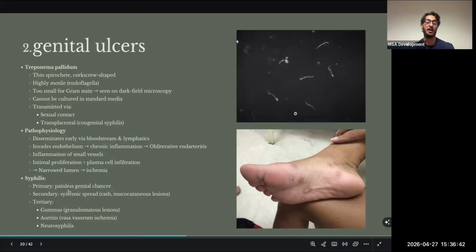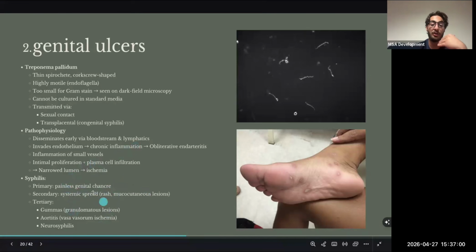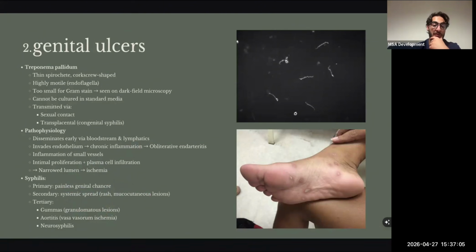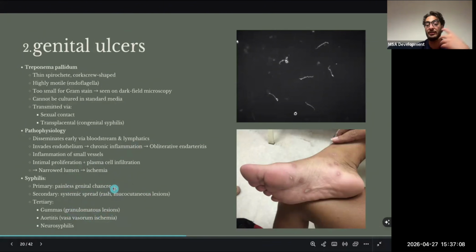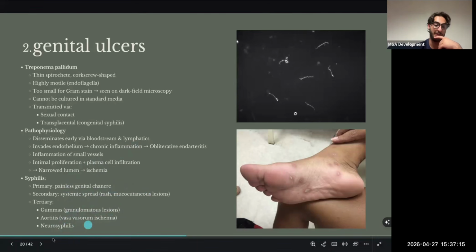So you're going to see the symptoms like fever, arthralgias, and all these things, and it's going to cause rashes. So rashes and mucocutaneous lesions. You could also see something on the arms and the forearms, palms and soles. And then tertiary is going to be gummas, which are granulomatous lesions caused by obliterative endarteritis and plasma cell infiltration. Aortitis, which can lead to aortic aneurysm and consequently dissection, and neurosyphilis. Okay, very important to know.